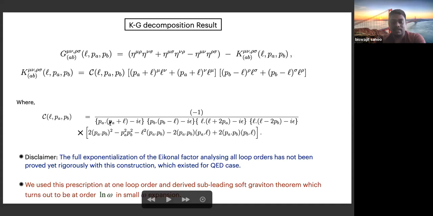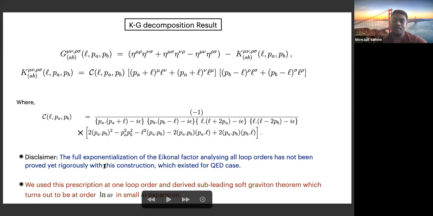So this is the construction I have given, but let me give a disclaimer that this full exponentiation of this eikonal factor, analyzing all loop orders, has not yet been proved with this construction, which is there for the QED case. Like this KG decomposition, the original paper has shown that for the electromagnetism case it is possible to show the exponentiation analyzing all loop orders. But for gravity, since multiple self-graviton interactions could be there, it is a little harder to prove. So this is not yet done.